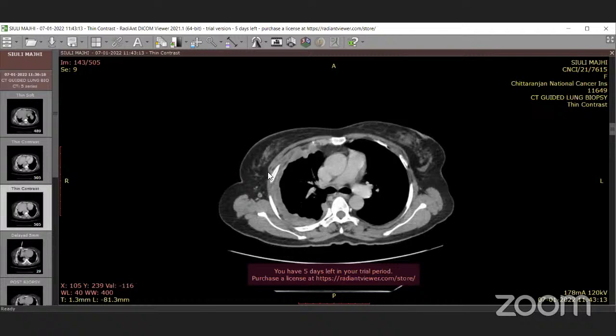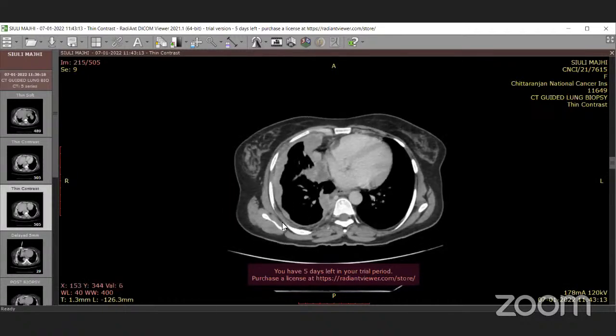Okay, it inserts anteriorly on the ribs from the 2nd to the 8th rib, I believe.